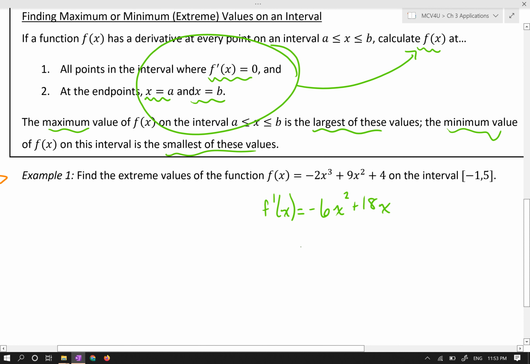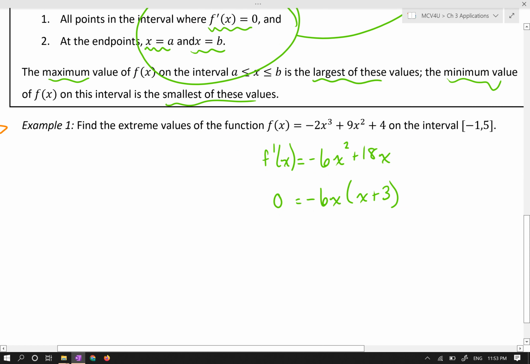Okay, if I would like, I can factor that. I don't necessarily need to factor it now. What I need to do is find where that derivative equals 0. Now I can factor it. That is negative 6x times x plus 3. Well, this is going to have two solutions, right? If x is equal to negative 3 and if x is equal to 0. At both of those places, our derivative will be equal to 0.